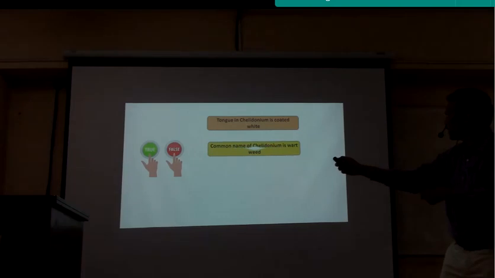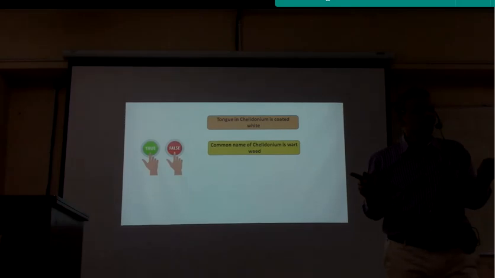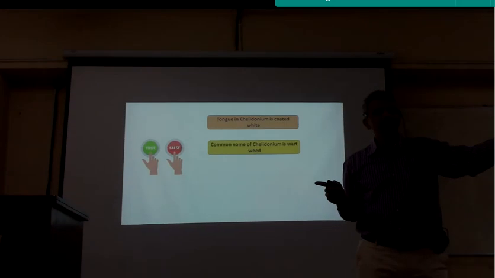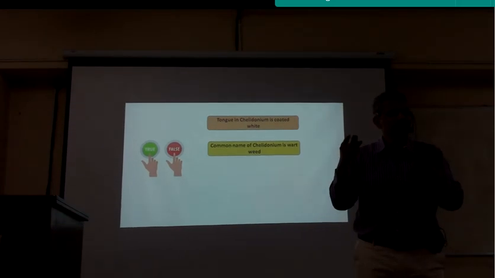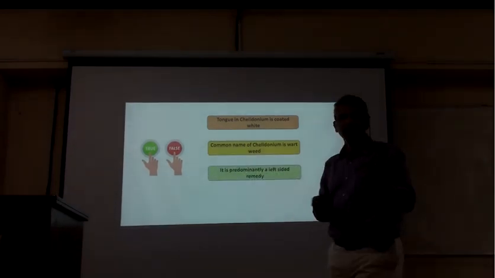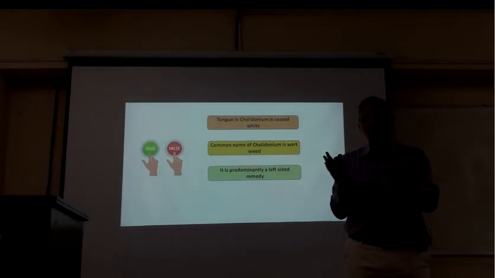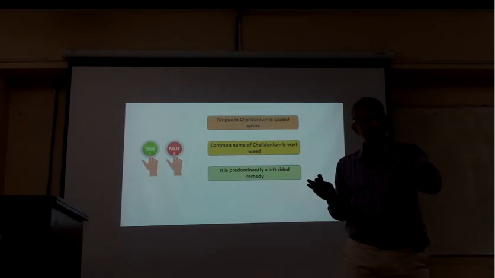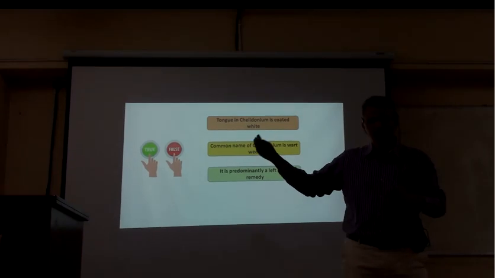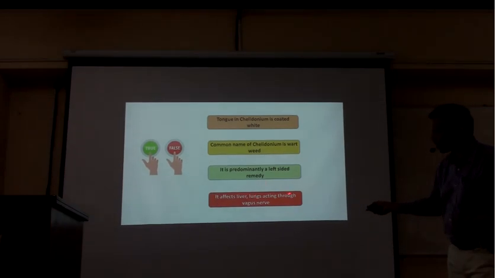Good, keep it up. Second thing, common name of Chelidonium is greater celandine. True, sir. Why is it called that? So in olden days, before we proved it homeopathically, it was called that. Good, correct. It is predominantly a left side of... So is it correct or wrong? The answer is false. The correct answer is that Chelidonium is predominantly a right-sided remedy. We'll explore more a little later. And one last thing for you: it affects liver and lungs, acting through the vagus nerve.